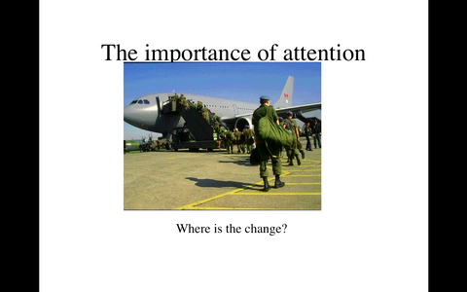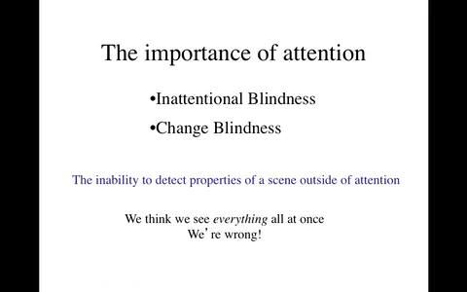But if you present something else so that the change doesn't provide a motion cue, then you're not going to be able to spot it very often, and that's because we're not able to process the entire image at once. Only with focal attention, only when you're specifically focusing on a specific location, do you often spot these kinds of changes. So there are these two things, inattentional blindness and change blindness, which both demonstrate the importance of attention in terms of basic processing: the inability to detect properties of scenes outside of attention.